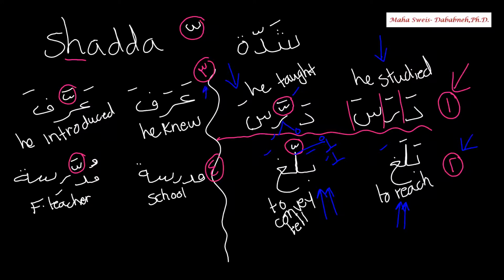رقم ثلاثة. عرفة عرفة والشدة we have two ras here. سكون one of them سكون one of them فتحة. عرفة عرفة. See how I'm stressing on the letter that has شدة. One more time, رقم ثلاثة. عرفة عرفة.